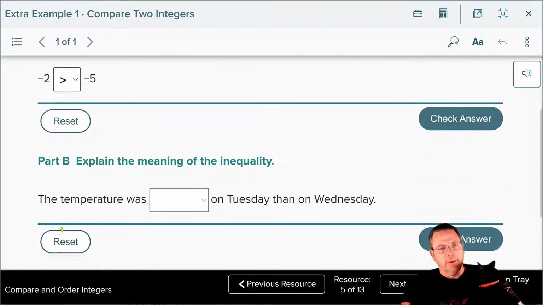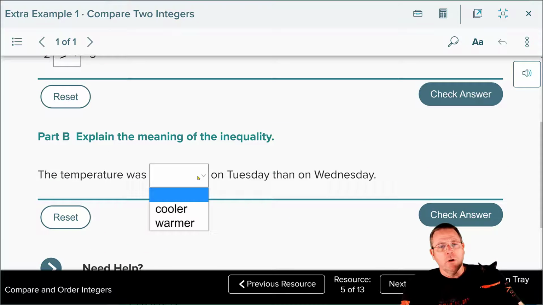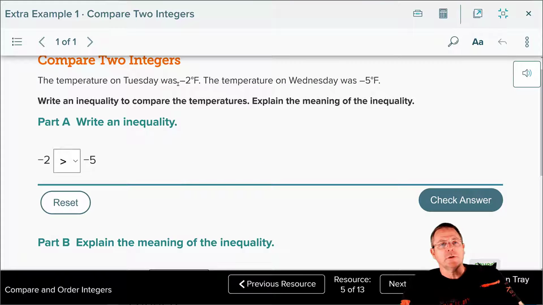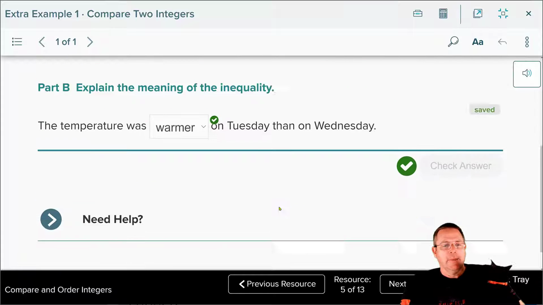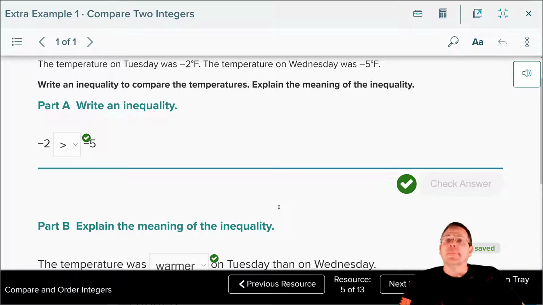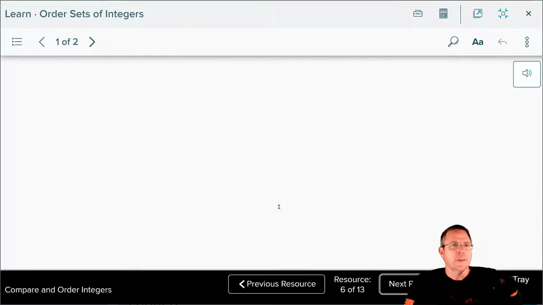And then it says explain the meaning. The temperature was warmer on Tuesday than it was on Wednesday. Tuesday was a higher number, so yes of these. That one checks, and that one checks. Easy math. Anybody can do this stuff.